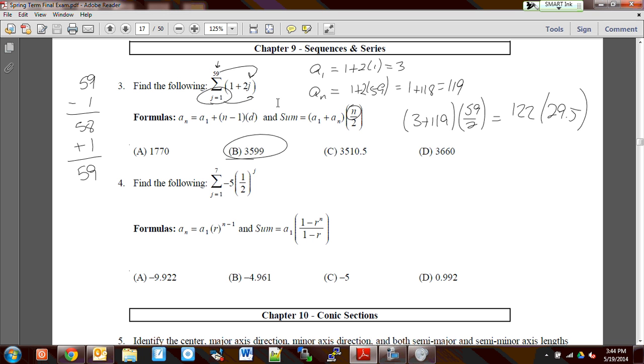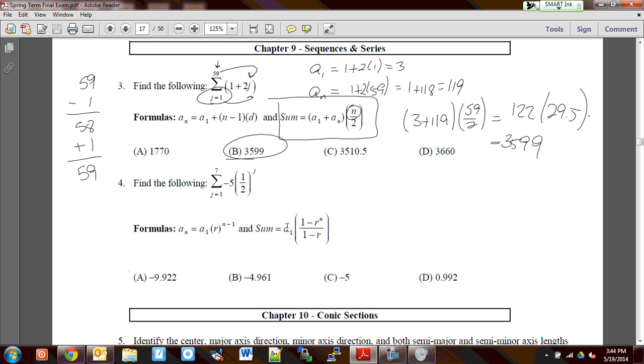So again, we just used this formula, and we found a sub 1 by plugging in the bottom number for j, and we found a sub n by plugging in the top number for j. We added those together. We found the number of terms by taking the top term, subtracting 1, and then adding 1 to that number, or just using the top term because it starts at 1. And we got 3 plus 119 times 59 over 2, which is 122 times 29.5, which equals 3,599. All right. Now let's go on to number 4.